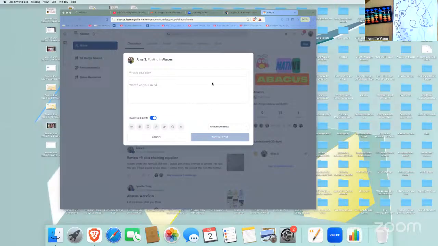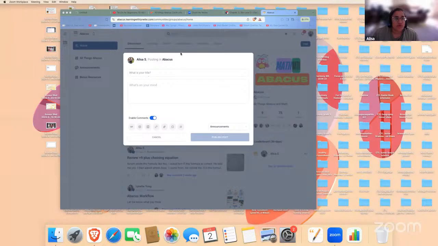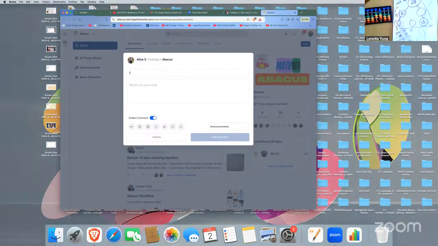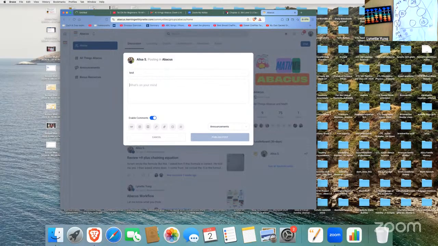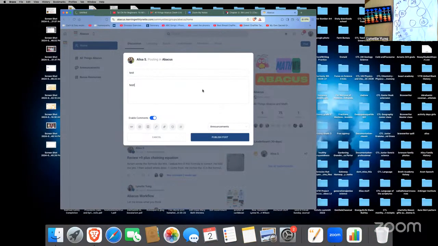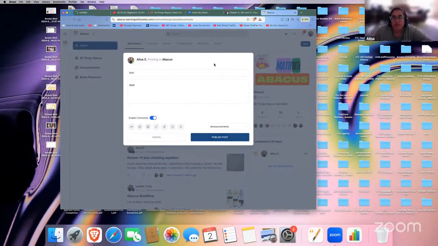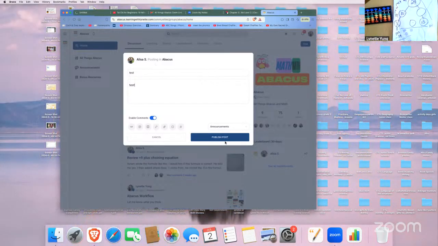Okay, so make that window bigger so we can see. Type in your title. Just do test, it doesn't matter. Test again, and then what's on your mind, do test again. Right there. Then you can publish. You need to have a title and you need to have a description. Okay, that's it. Go ahead and publish. You can publish right now.